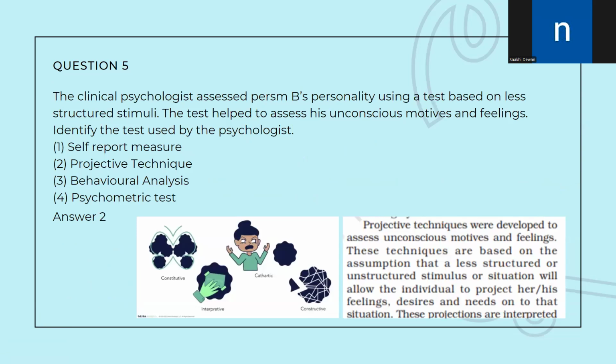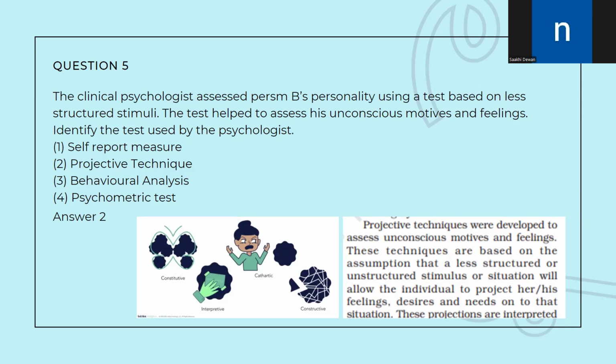Question number 5. The clinical psychologist assessed firm B's personality using a test based on less structured stimuli. So the key term here is less structured stimuli. The test helped to assess his unconscious motives and feelings. In this statement, the key terms are unconscious motives and feelings. Now we have to identify the tests that the psychologist utilized. Options are self-report measures, projective techniques, behavior analysis, and psychometric tests.